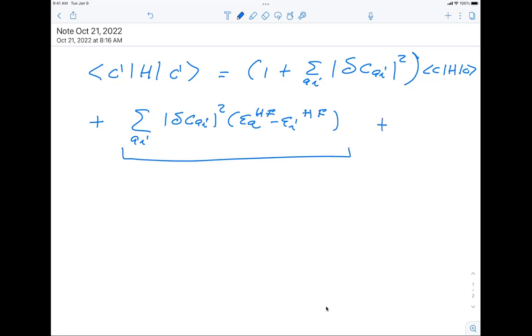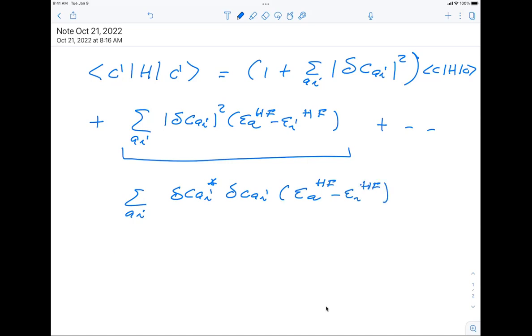So we have plus here, but let's not look at that one. So this term here would simply be an A of I, and then we have a delta C_AI complex conjugate, delta C_AI, and then we have this term epsilon_A Hartree-Fock minus epsilon_I Hartree-Fock.